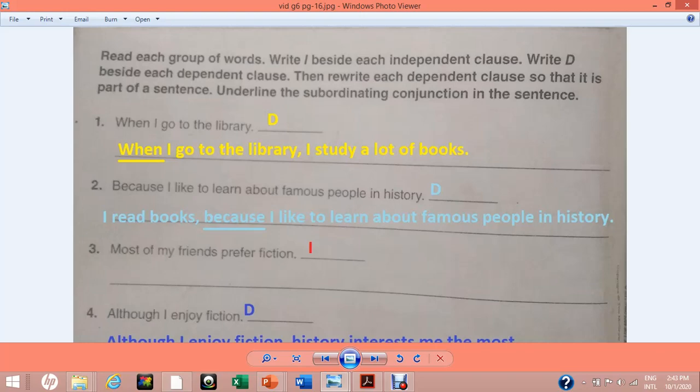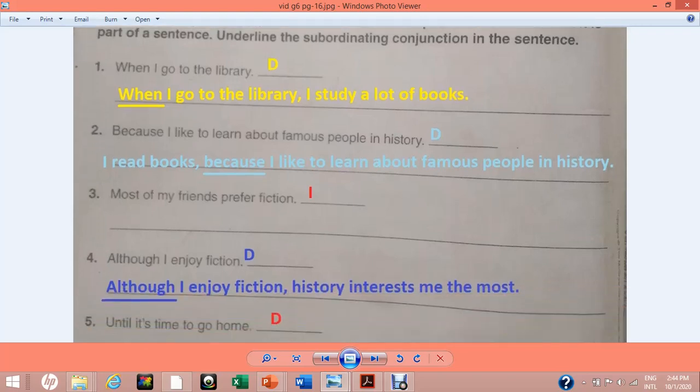Number 2, because I like to learn about famous people in history. This is a dependent clause. So now this dependent clause will be converted into a new sentence with the help of an independent clause. Now I read books, which I have added, is actually an independent clause. So it is being connected with a dependent clause. I read books, comma, space, because I like to learn about famous people in history.